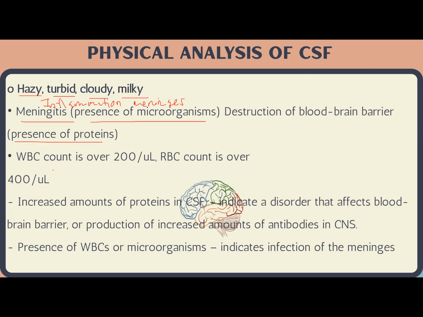Now, a characteristic of having a hazy, turbid, cloudy, milky CSF is that the WBC count of the CSF is over 200 per uL, then the RBC count is over 400 per uL. Increased amounts of protein in CSF, class, please take note of this. If there is an increased amount of protein in CSF, it indicates a disorder that would affect the blood-brain barrier or production of increased amounts of antibodies in the CNS. Presence of WBCs or microorganism obviously indicates infection of the meninges.